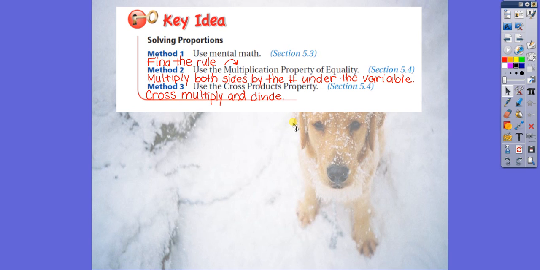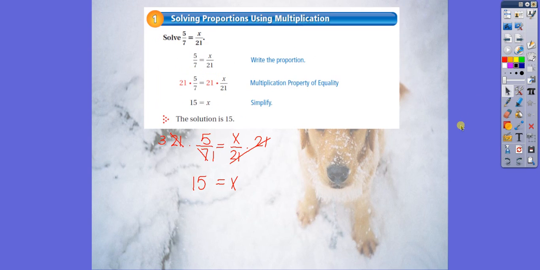But because in the real world the variable isn't always in the numerator, method 3 is the most common method to solving proportions, and that's the cross products property. Some of you have already started doing this just naturally in 5.3 because you liked it better than finding the rule, and that's when you cross multiply and divide. Today they're going to ask that you use both, even if you like one more than the other, just so you have practice. So if they say solve by using multiplication, we have 5 over 7 equals x over 21.